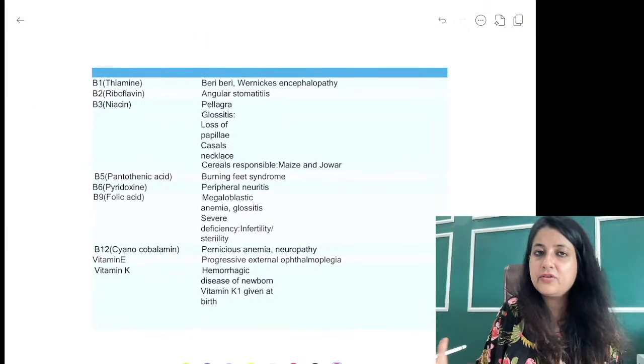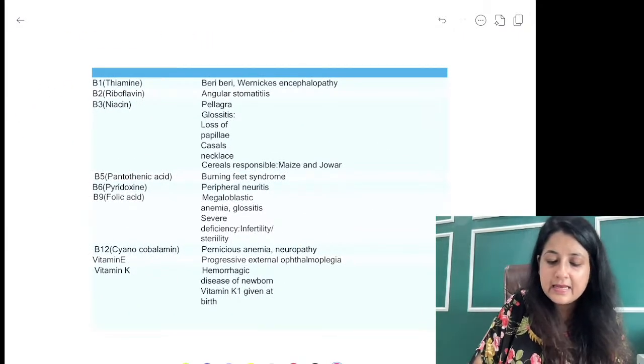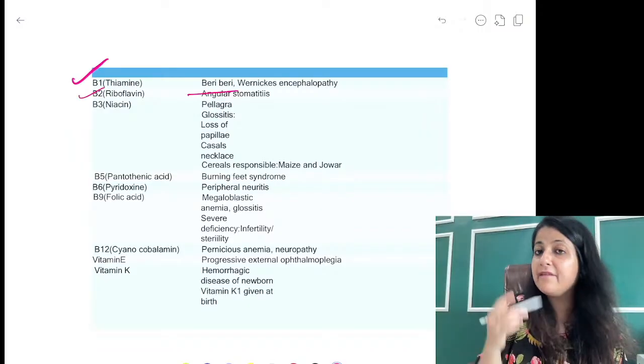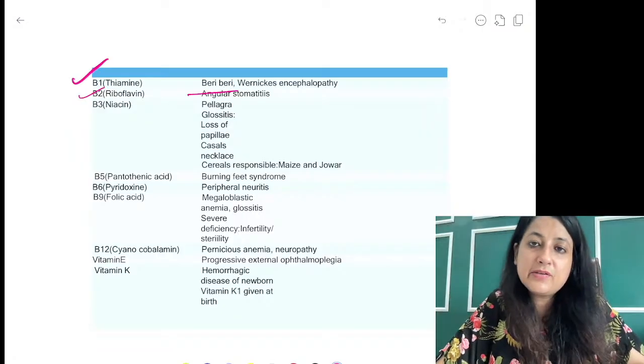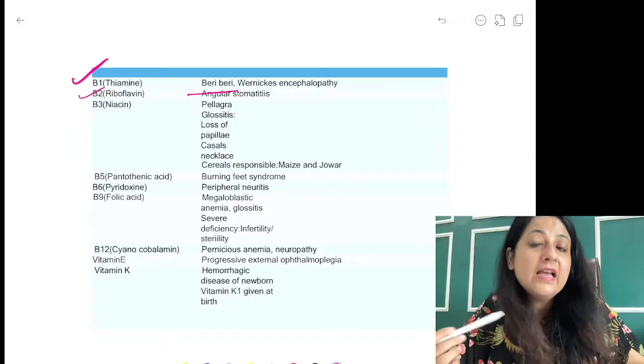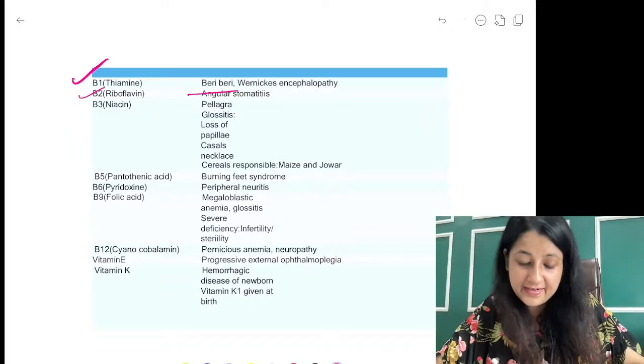Now see, we have made a chart for you. You can just go through this. What is thiamine doing? We have already done. In beriberi, wet beriberi is dangerous. Riboflavin, angular, I discussed in image-based session. Cheilosis, angular stomatitis, geographical tongue. Angular stomatitis is a specific finding.